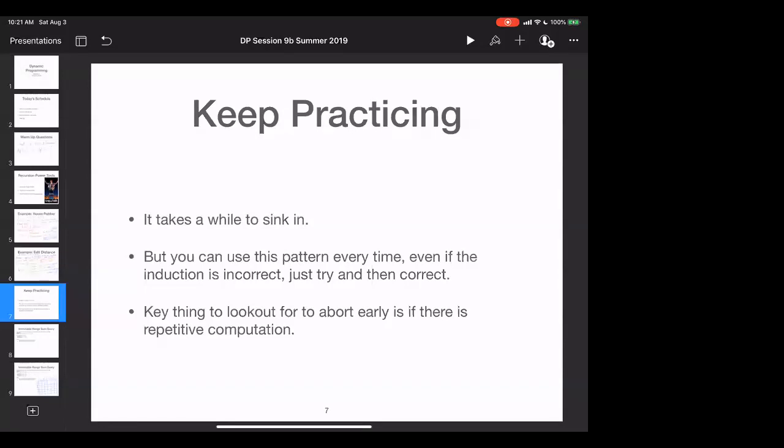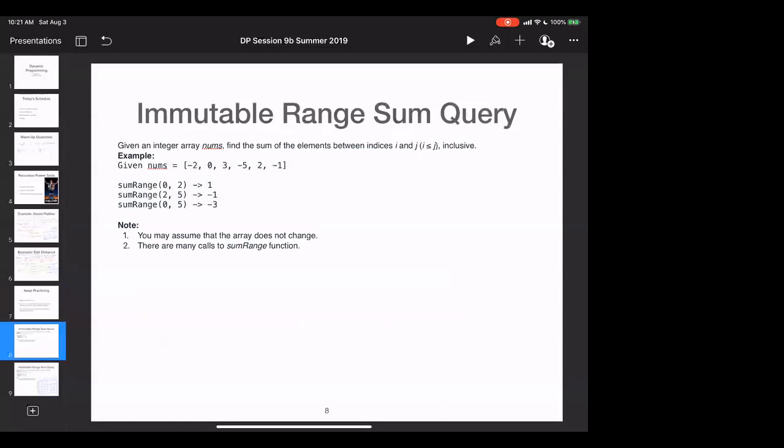Okay, so let's switch gears and look at solving a particular problem here, the immutable range sum query. The statement of this problem is: given an integer array nums, find the sum of the elements between indices i and j inclusive, where i is always less than or equal to j, so i isn't going to go over j, you're always going to get a valid range, basically. And the minimum range, it looks like, would be one number.